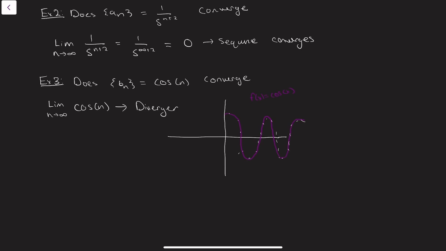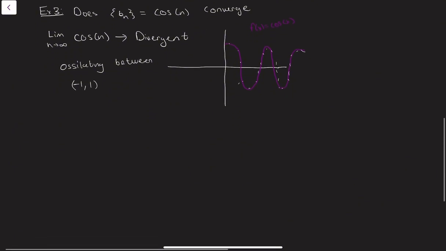It does not converge. Cos of n does not converge because it is oscillating between -1 and 1. Great. So let's do a harder example now.